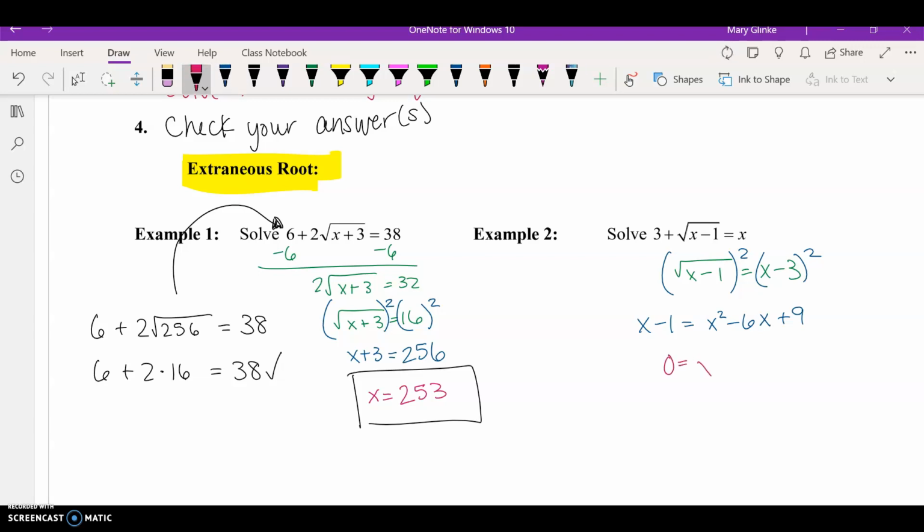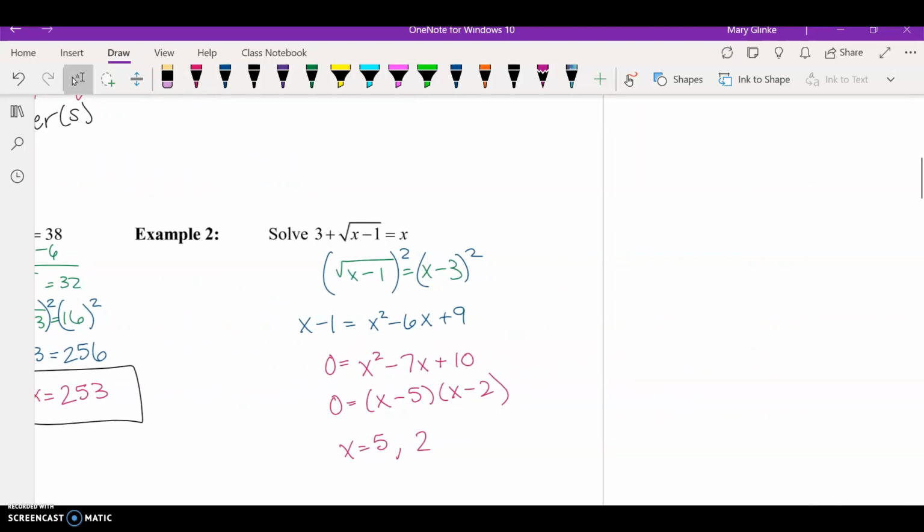So we're going to go ahead and get it equal to 0. We're subtracting x and adding 1. We're going to factor this to x minus 5 and x minus 2. So our two solutions, when we set those equal to 0, would be x equals 5 and x equals 2. So again, we might be thinking we're done here, but we really do need to check. So we have to check both of them in the original equation.